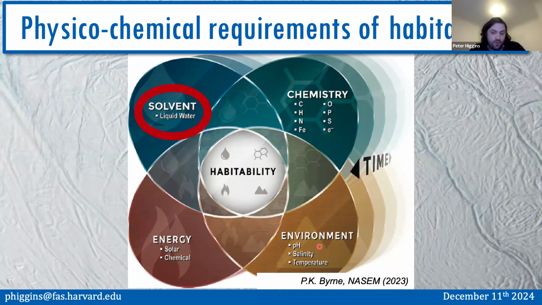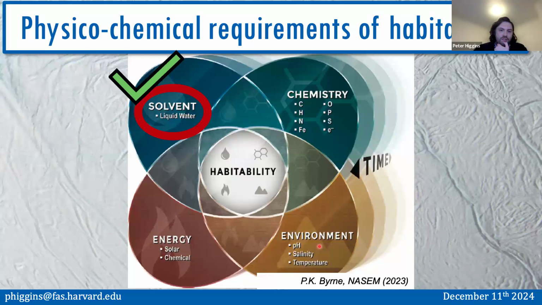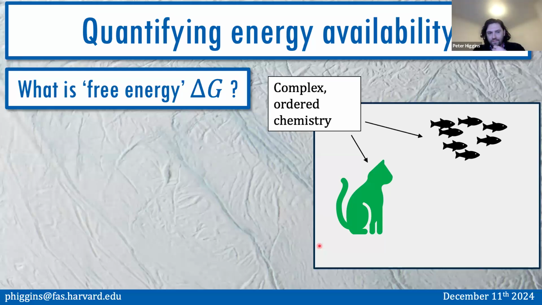The first one is pretty straightforward. You require a solvent in order to have the chemistry be active. On Earth, all the solvent that life uses is liquid water, so that's pretty easy for us to tick off straight away. We just have to look for liquid water. Energy is a little bit more abstract, so let's look at that in slightly more detail.